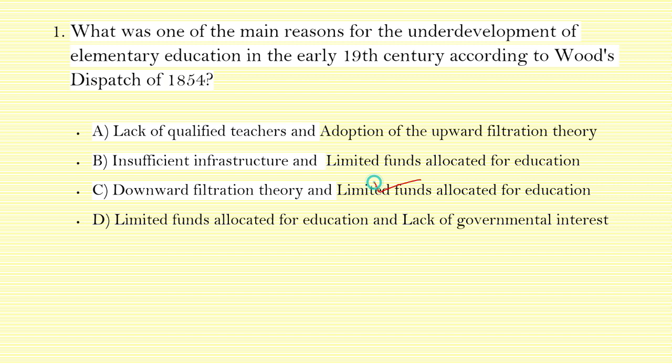So the correct answer is C. Downward filtration theory is the first thing, and limited funds were allotted to education, because funds were not increased based on students or population. So they were limited. That is the reason our education system was underdeveloped. This report is Wood's dispatch report, which was given in 1854.